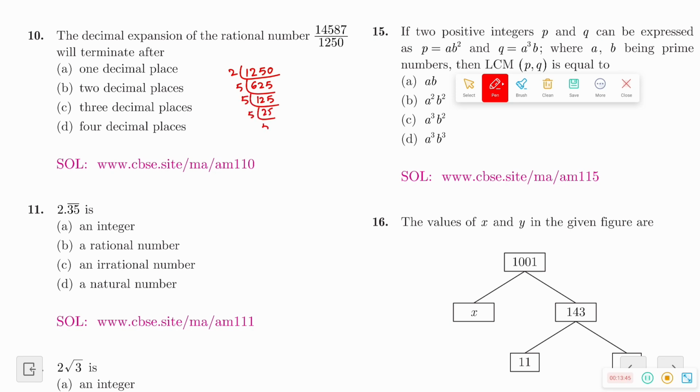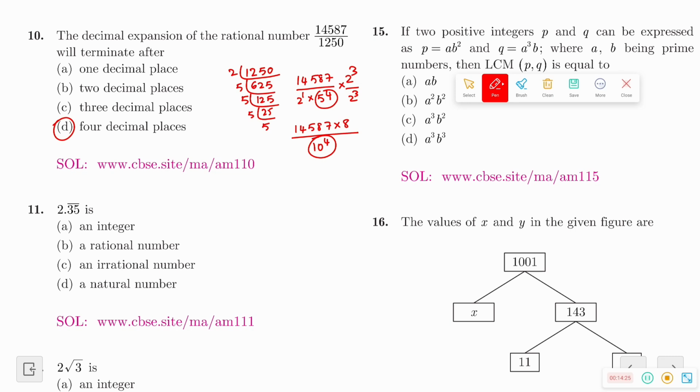So what? Denominator is, we know 14,587 by 2 power 1 into 5 power 4. Because denominator is 5 power 4, we can make it into 10 power 4 like before. How? By multiplying 2 power 3 in the numerator and denominator, we can make it 14,587 into 8 by 10 power 4. Because denominator is 10 power 4, it terminates after 4 decimal places. Hope you understood this.